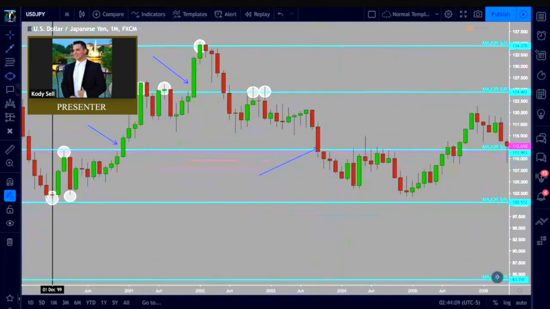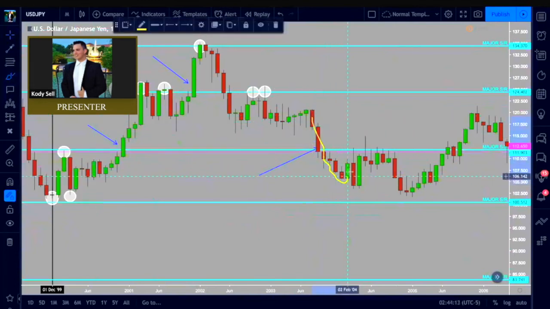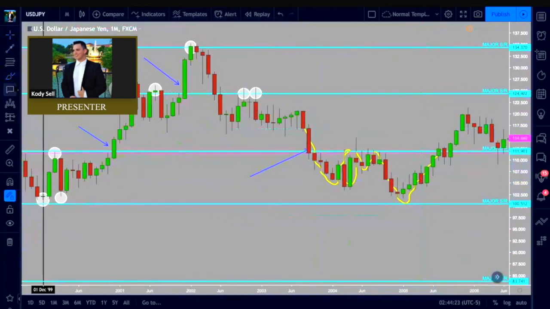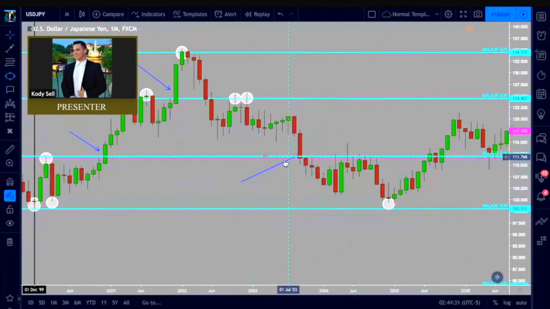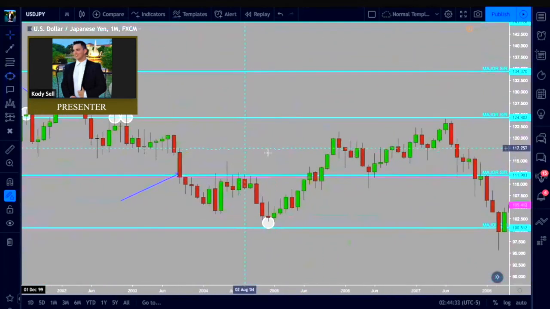And then what does price do? Price comes through, retest, finds resistance, retest, finds resistance, retest, finds resistance, comes down to our support, finds support, and goes back up to our resistance. Remember, the market is always moving between support and resistance. That's all it's doing, moving between different kinds of support and resistance.